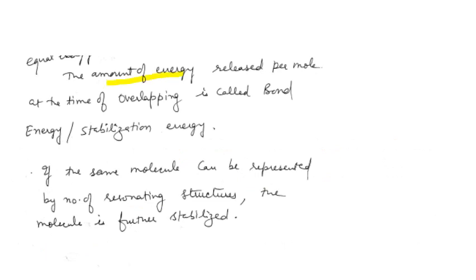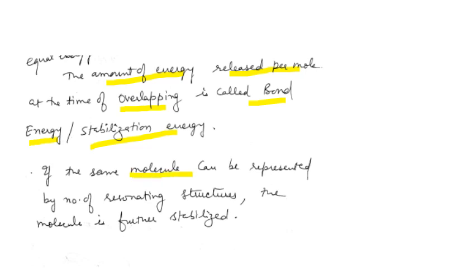The amount of energy released per mole at the time of overlapping is called bond energy. We have seen in the graph also the energy released when the bond formation takes place. The amount of energy released per mole at the time of overlapping is called bond energy, and that is also known as stabilization energy. Understood? If it is higher, the bond is stronger. If the bond energy is higher, it is a strong bond and a highly stable molecule. We can easily understand this by the bond energy.